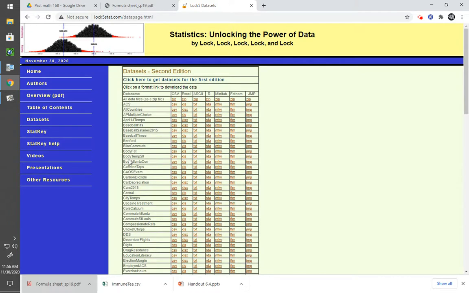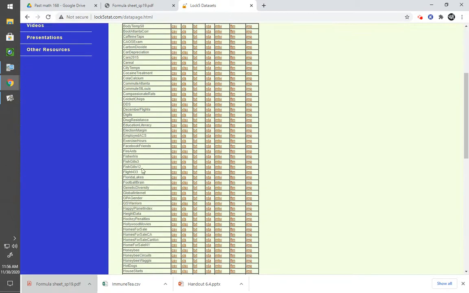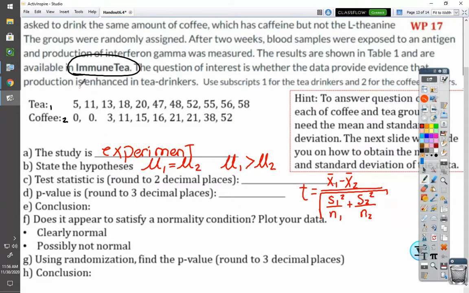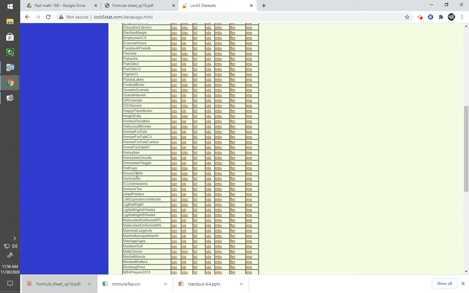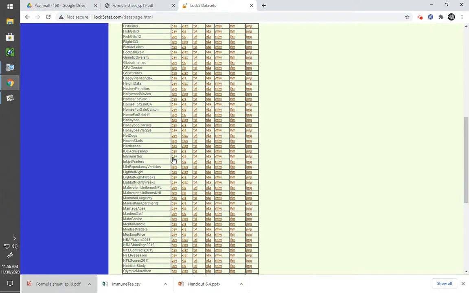In the data set, I'm going to scroll down through the data set and look for the appropriate data file. Now remember, the data file was right here, immune T. I go back to here, and I go down and start looking for immune T. H-I, right here. Click the CSV, and it'll download to your bar. You do not need to open it, just leave it in your bar.